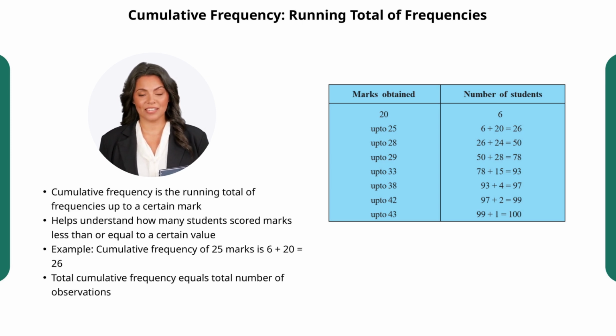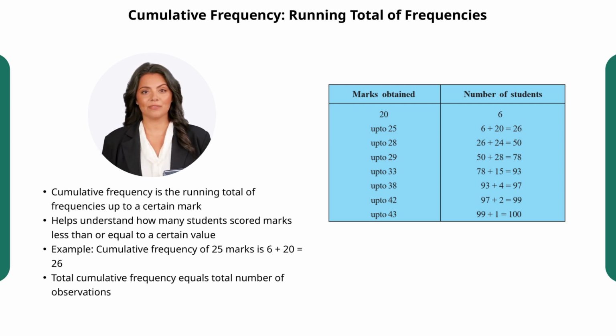Cumulative frequency is crucial for understanding the distribution of data and for calculating the median, especially when data is grouped. It's like adding up the volumes of water you pour into a jar step by step until the jar is full. Understanding this concept allows us to identify which class includes the median value when dealing with grouped data.